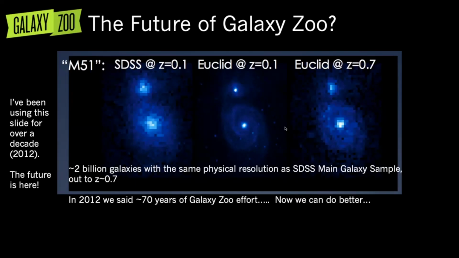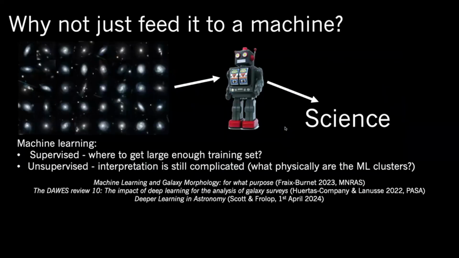But the idea was in Euclid, you end up with not 1 million galaxies like in the Sloan sample, but you might get 2 billion galaxies with that kind of physical resolution, with that kind of imaging quality. And back in 2012, we said this is 70 years of Galaxy Zoo effort and clearly not possible, and was used by a number of people to motivate that machine learning was going to take over. We can actually do better now, though. And so let me talk about that.